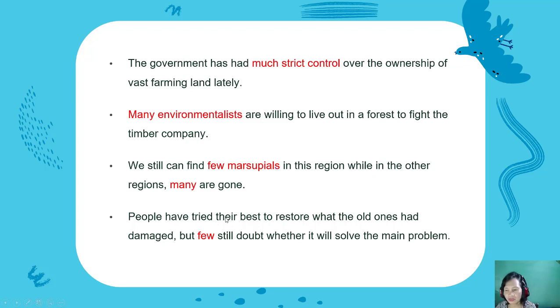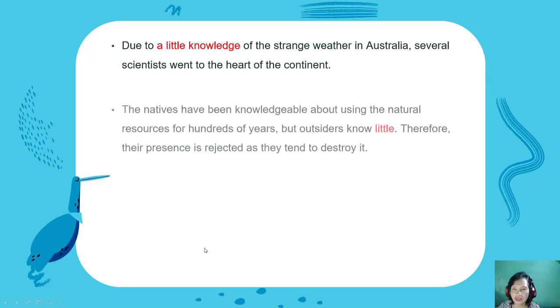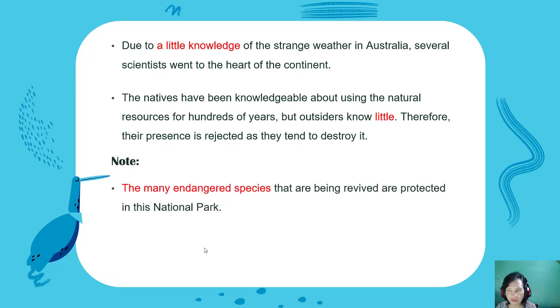People have tried their best to restore what the old ones had damaged, but few still doubt whether it will solve the main problem. So few, I want to compare this one. This is an adjective and this is a pronoun. Okay. Due to a little knowledge of the strange weather in Australia, several scientists went to the heart of the continent. A little knowledge. Little and a little. Are they different? Just a bit. Because a little is more than little. This is the same as a few and few. A few is a little bit more than few.